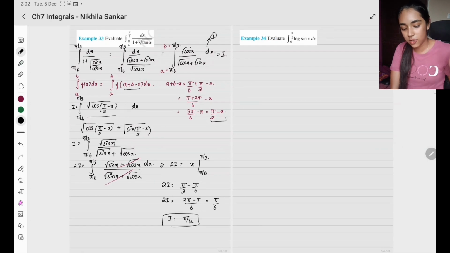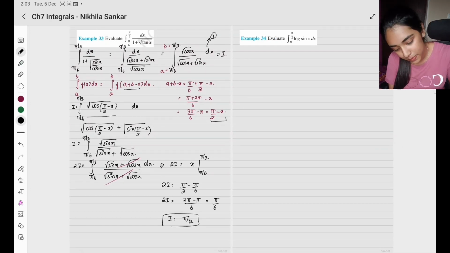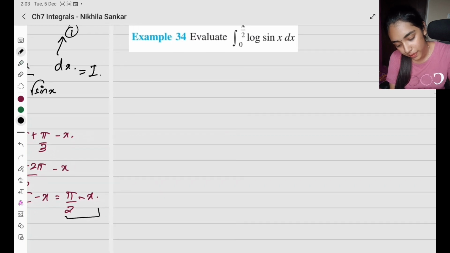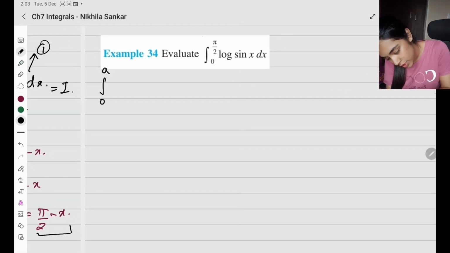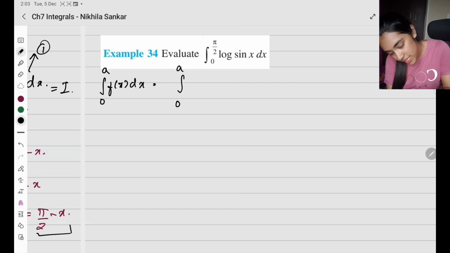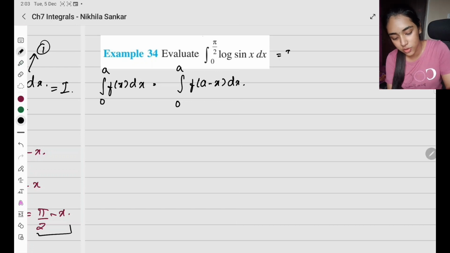Okay, please copy. Example 34. So 0 to pi by 2 log of sin x. Here also we are going to use the same thing. So I have 0 to a of f of x dx, which property is going to be used? 0 to a of f of a minus x times dx. So this is going to be my I.